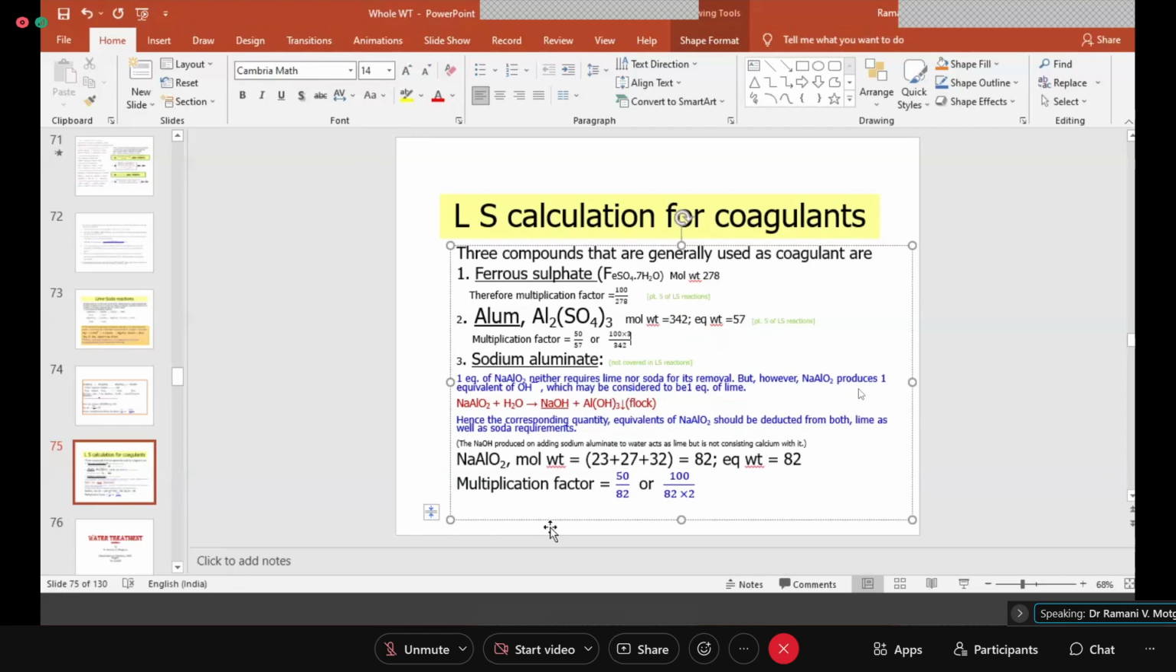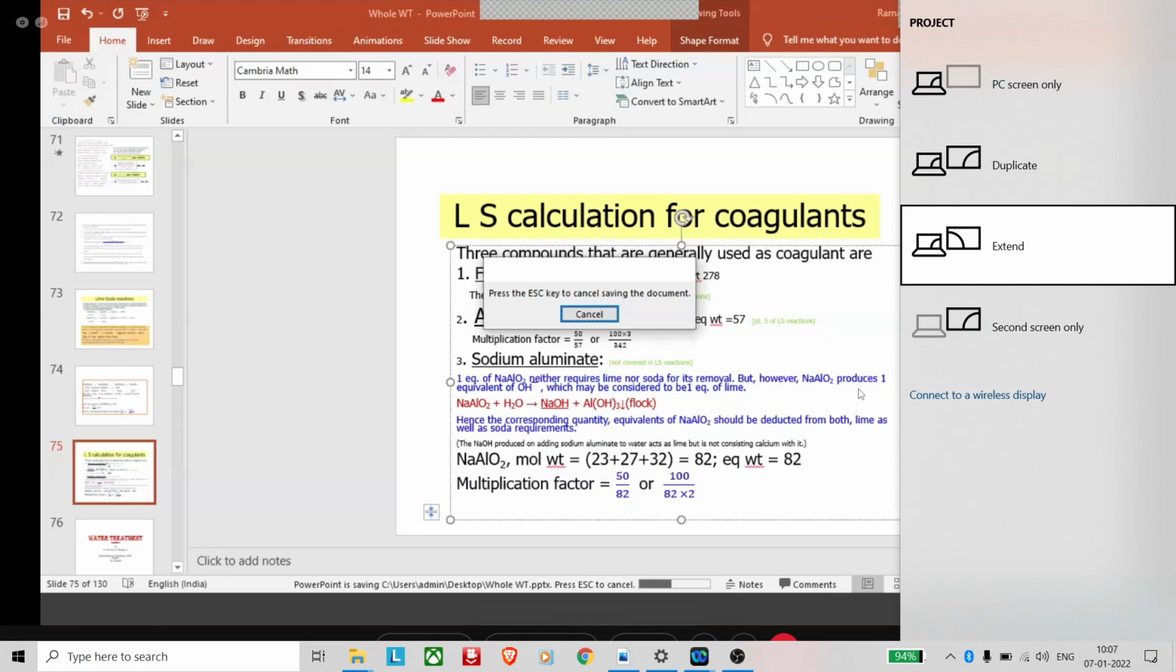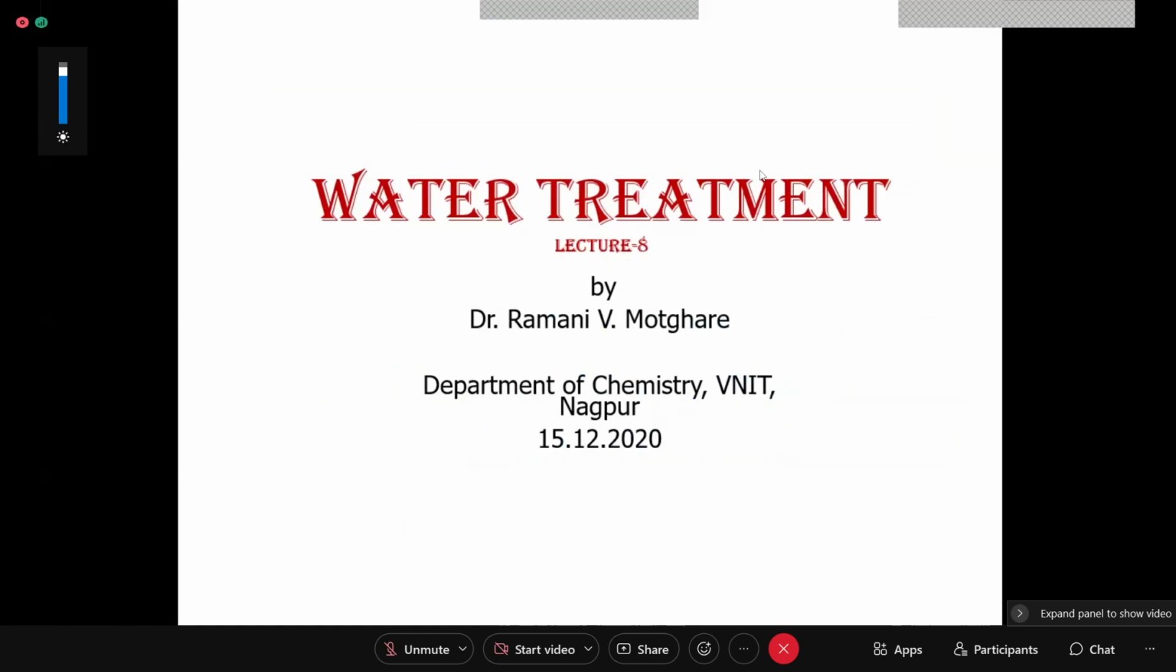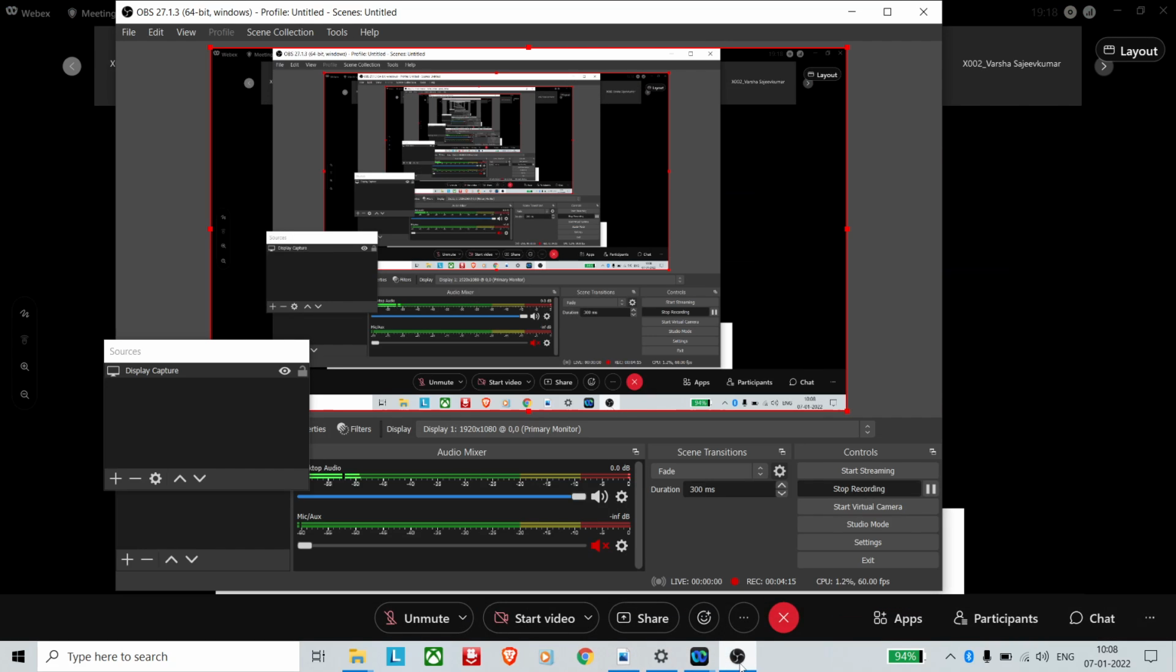Okay. So the coagulants part we have seen, and now we come to this: if the analysis of water is expressed in ions, they are to be considered as permanent hardness, and the multiplication factor is 50 by 20 for calcium, 50 by 12 for magnesium. Then for carbon dioxide, it is 100 by 44, and 50 by 61 is for bicarbonate.